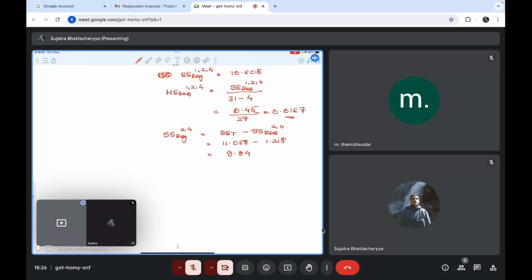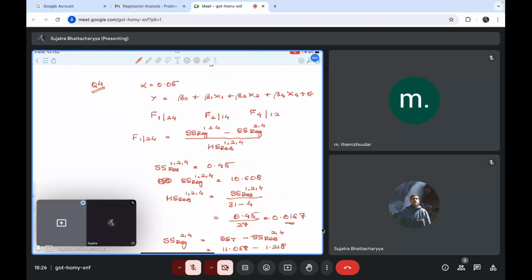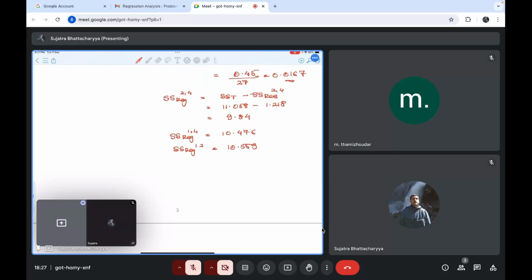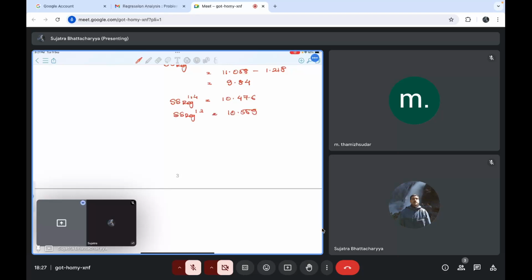And let us do one thing, because we also need to calculate SS regression of 1 4 and 1 2. Let us calculate those. SS regression of 1 4, I have already calculated, so I'm not doing the entire calculation. It is 10.476, and SS regression of 1 2 is 10.559. Just take SS residual for each individual case and subtract it from SS total, and you get this. So now we will put in the values and get the results.